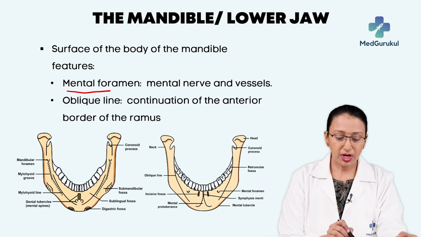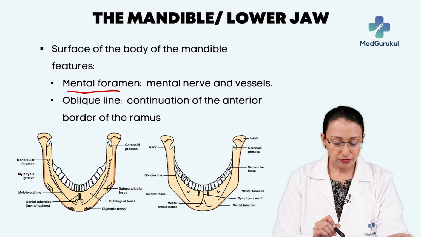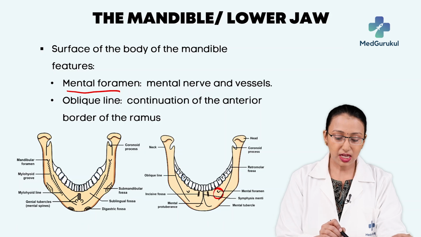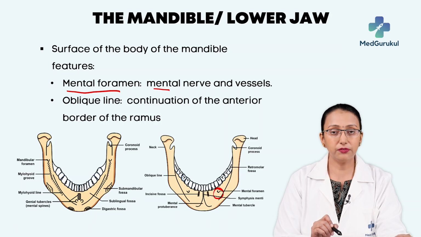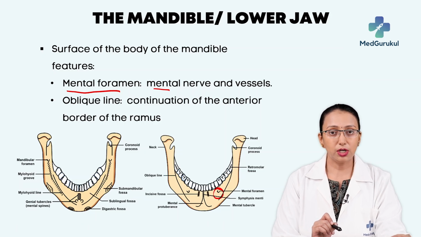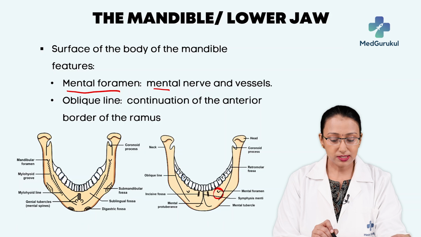Then it has the mental foramen, present along the outer or external surface. This is for the mental nerve and vessels. The mental nerve is a terminal branch of the mandibular nerve, and the mental vessels also pass through the foramen.